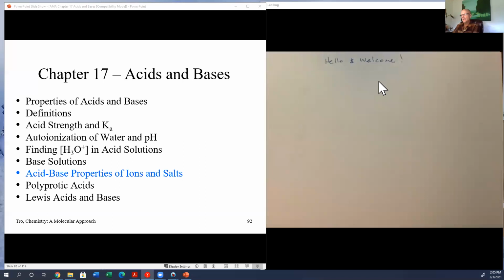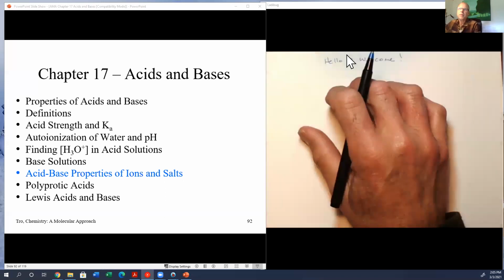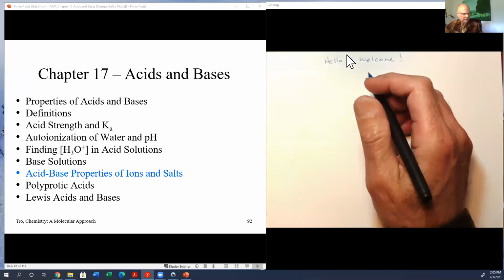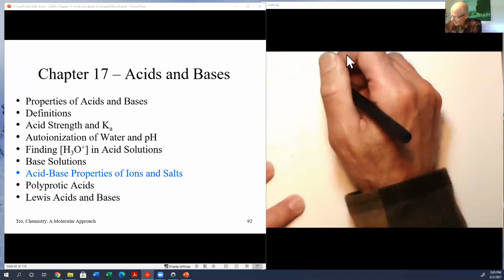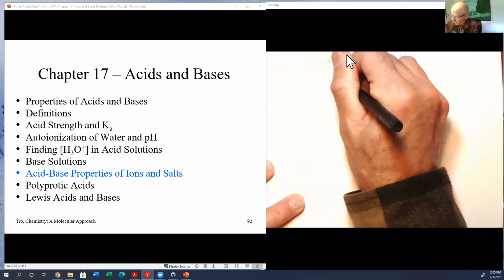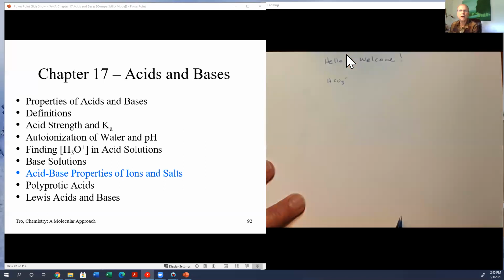So let's go ahead and get started here. Remember when I showed you the list of weak bases, we saw bases like the bicarbonate ion, right? HCO3 minus. And I said the bicarbonate ion acted as a weak base.